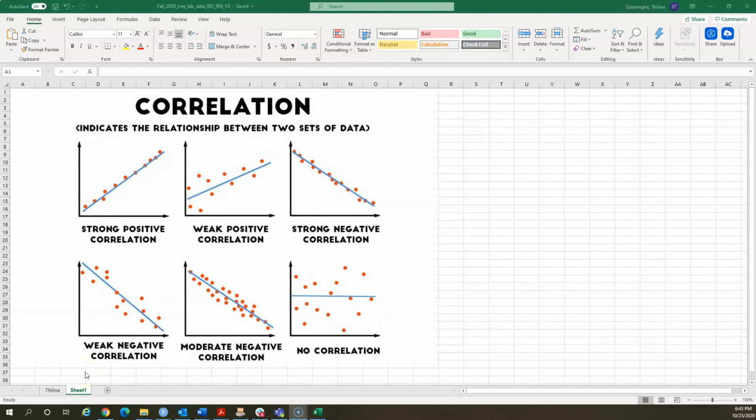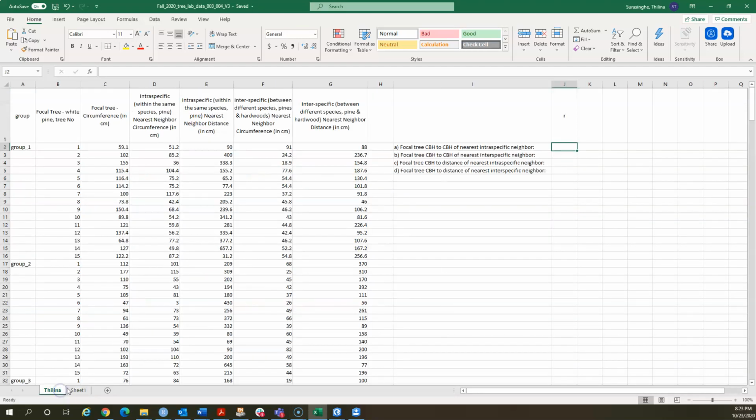Correlation coefficient will tell you the strength of the relationship between the two variables you are measuring. Okay, now let's try to do these measurements over here, right? So in this graph, I have actually created this particular component for you to calculate the correlation coefficient, right?